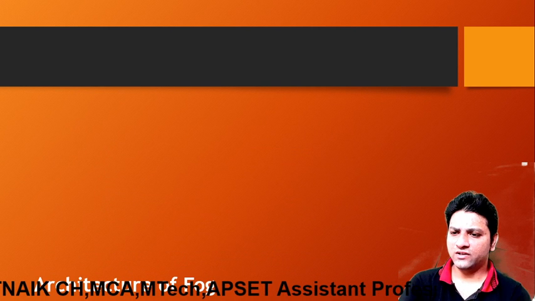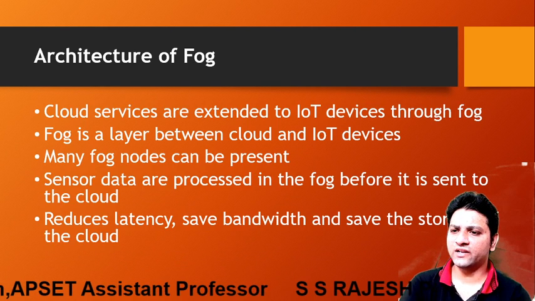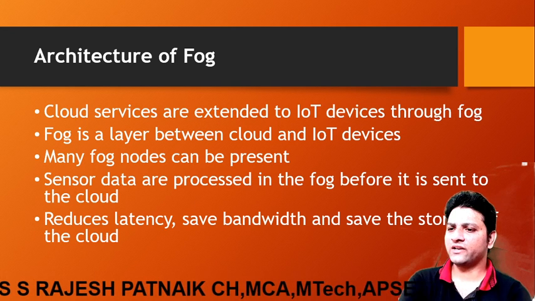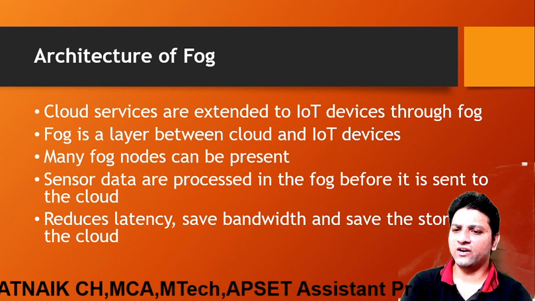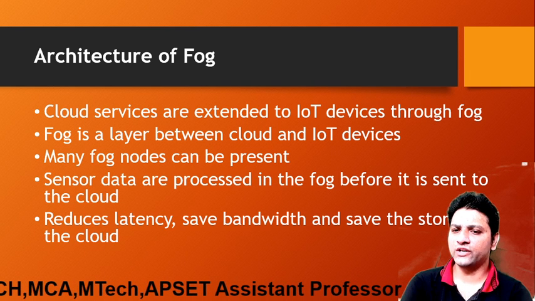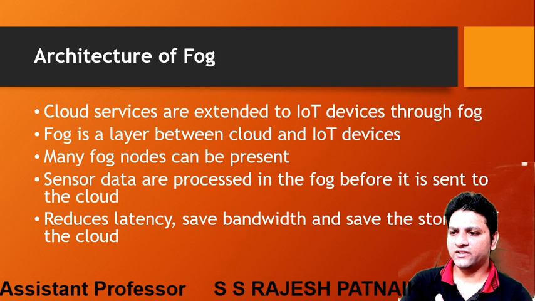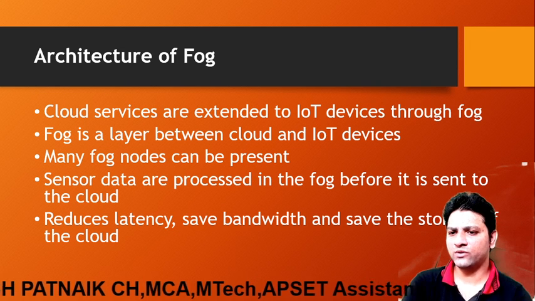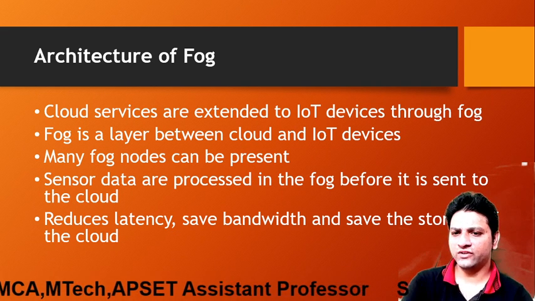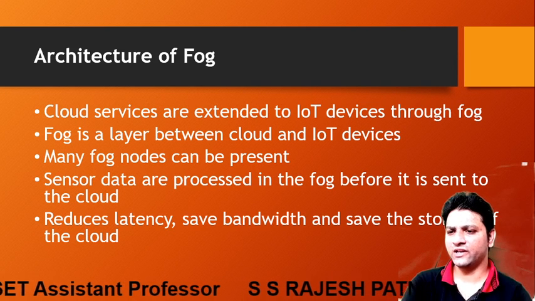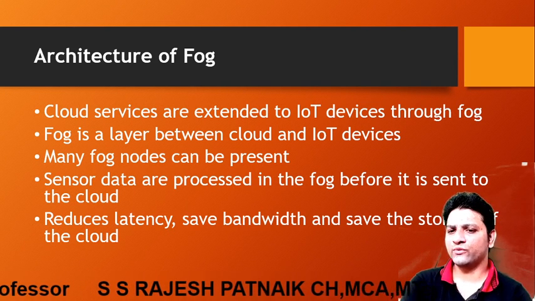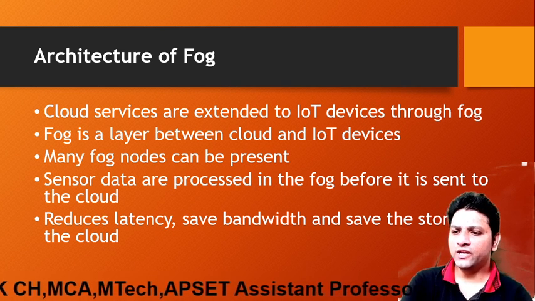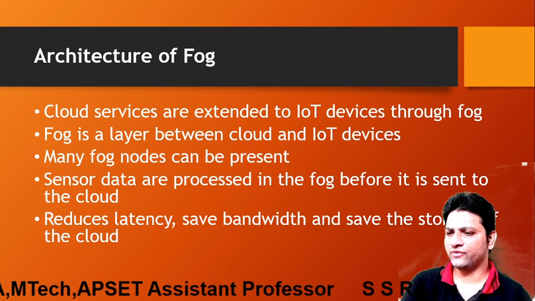And next we are going to understand the architecture of the fog. Sorry, I will go back. Architecture: cloud services are extended to IoT devices through fog. We already understand it. Cloud services may be a network, a software, a platform, an infrastructure, or any kind of devices and services extended to IoT devices through fog. So fog is a layer between the cloud and IoT devices. Many fog nodes can be present, any number of fog nodes.